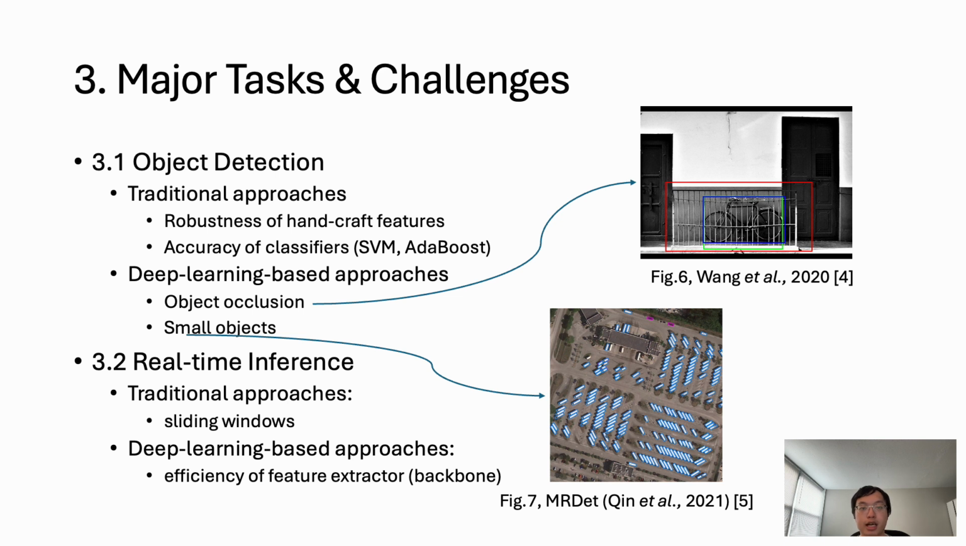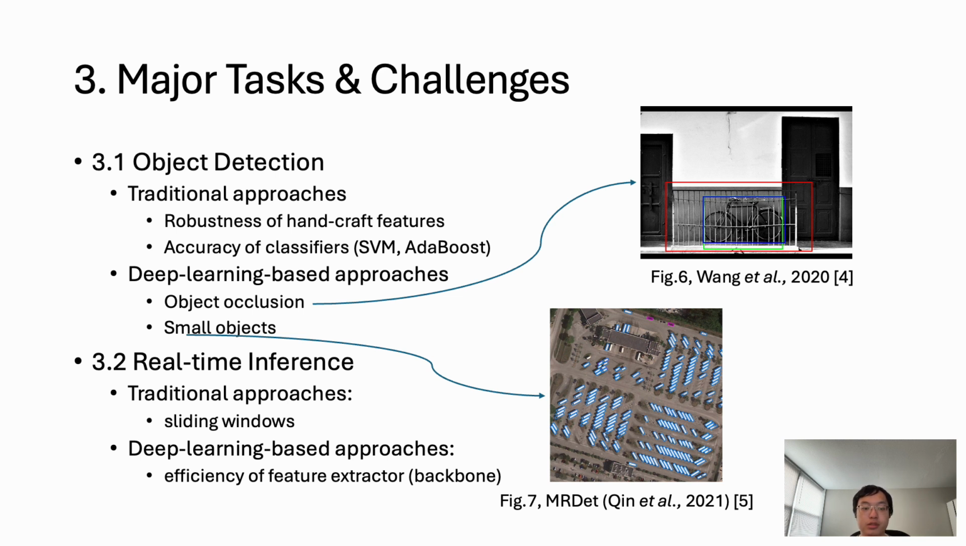Now we will discuss the major tasks and challenges. I think the first task is the core task, object detection, where we would like to discover the location of the objects and their categories. As for the traditional approaches, one of the challenges is the robustness of handcrafted features, and another bottleneck is the accuracy of classifiers, for example SVM and AdaBoost. As for the recent deep learning-based approaches, object occlusion and small objects are a new area.